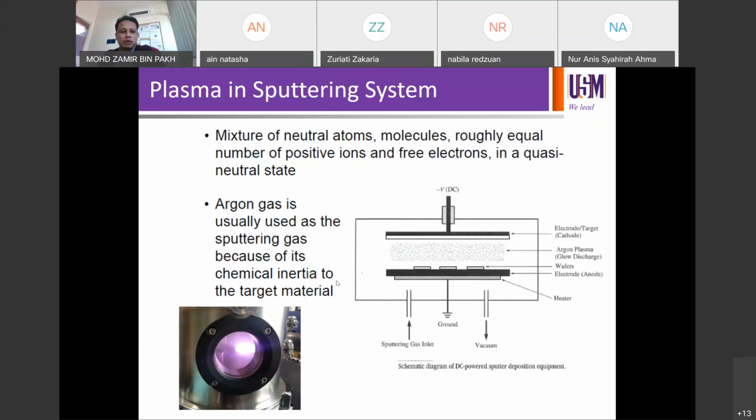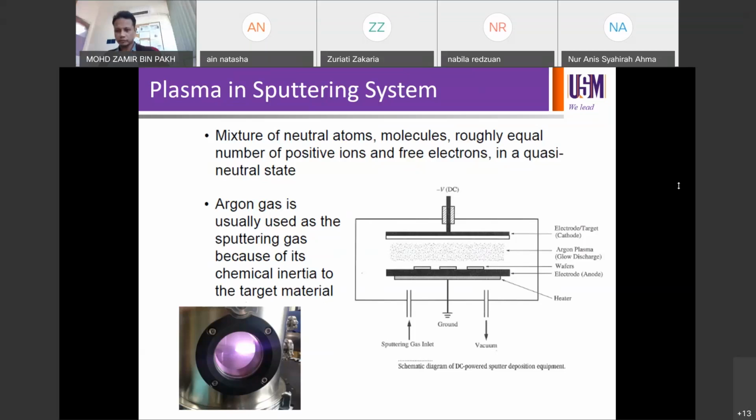Since we're talking about chemical inertness to the target material, what if you use other gas as the plasma? If you don't use inert gases for your plasma formation, what could happen to your deposition process? What if you don't use inert gas for your sputtering?